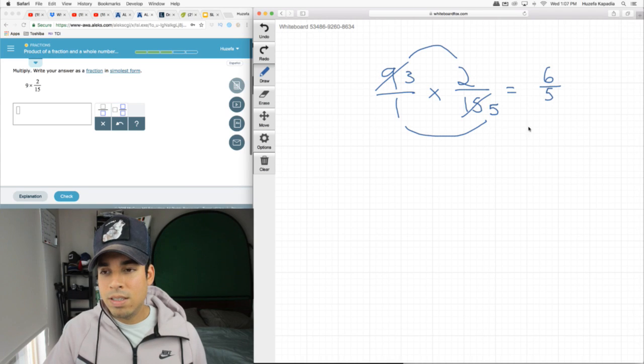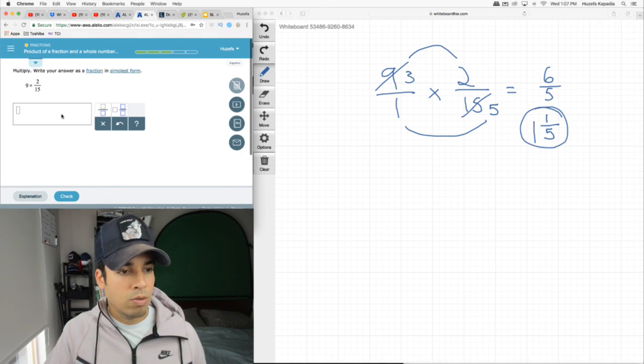How many 5s fit into the 6? 1, with a remainder of 1. And that 1 stays over that denominator of 5, so we have 1 and 1/5.